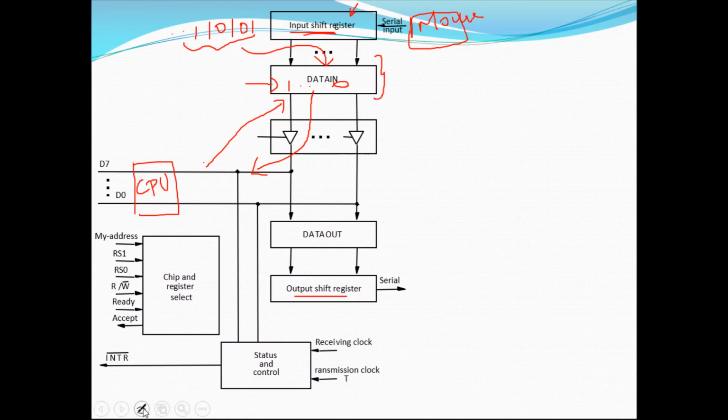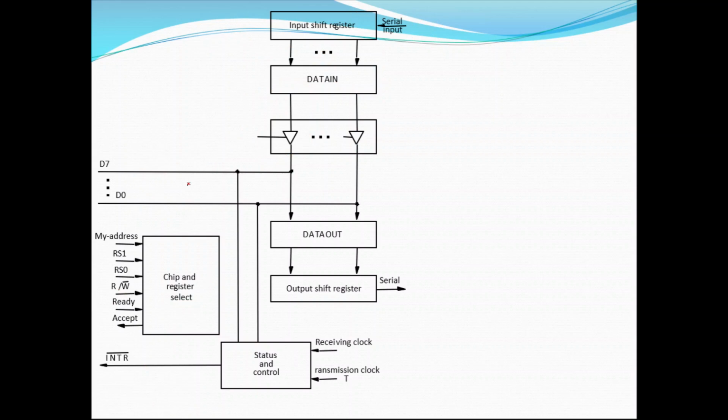Let us see how writing happens. Say the CPU wants to write something to the serial device. Let us assume this is a printer, and the CPU wants to print something. Now the CPU is going to send the content in a parallel fashion, but this is a serial printer. It needs data in a serial way. So the CPU is sending 8 bits, one byte.